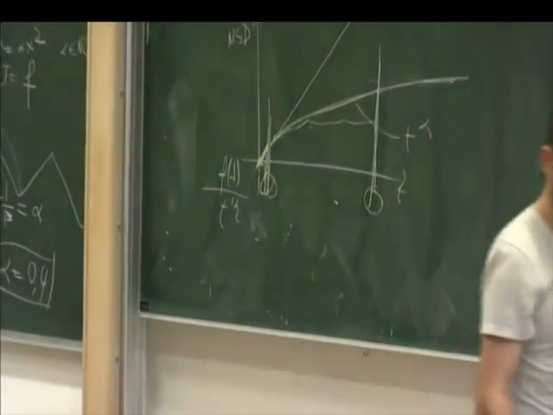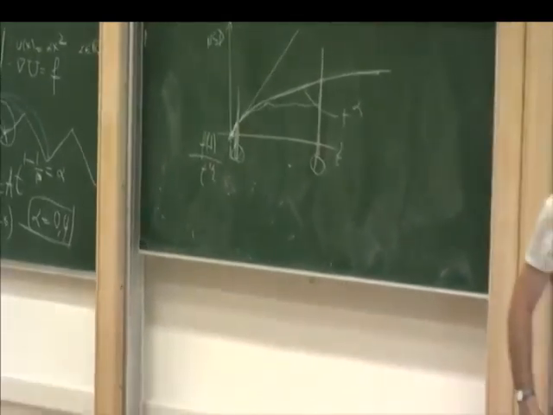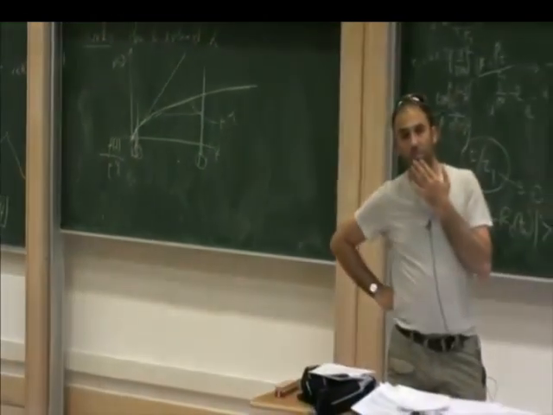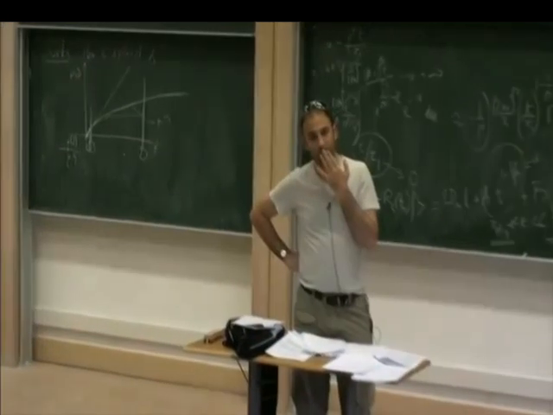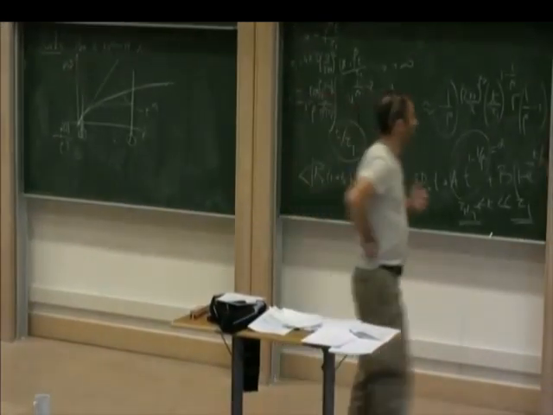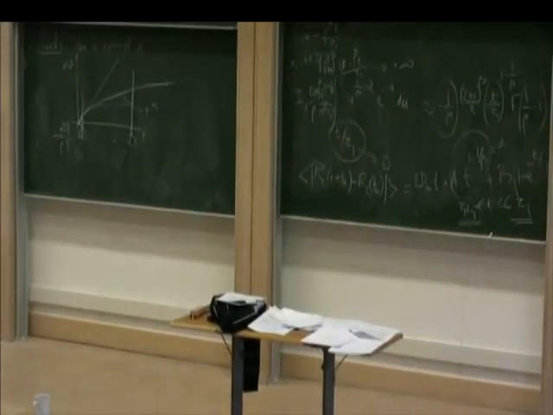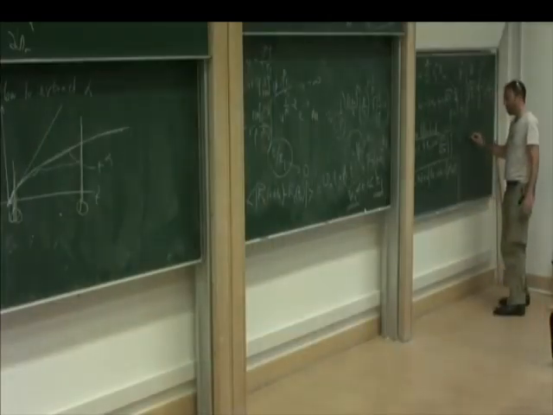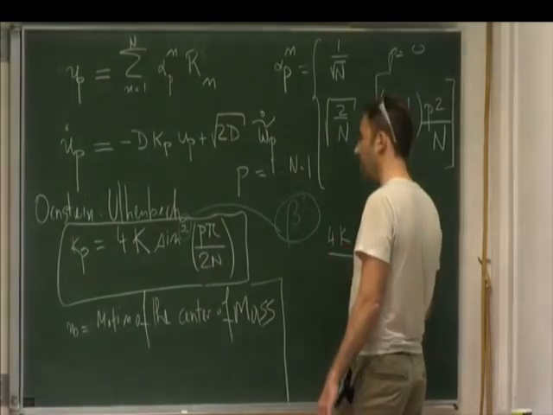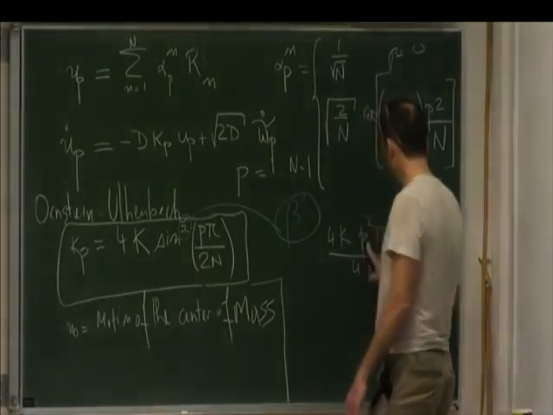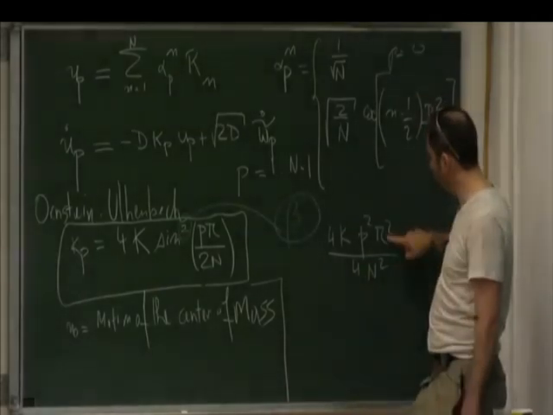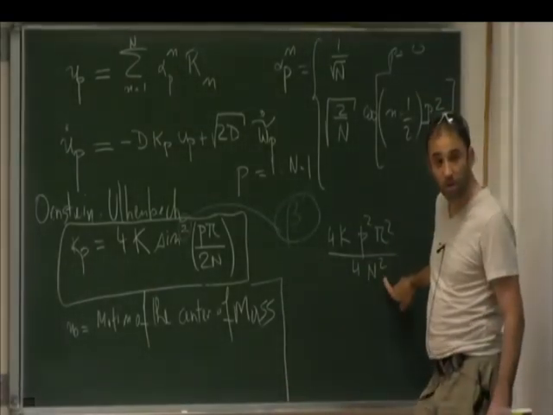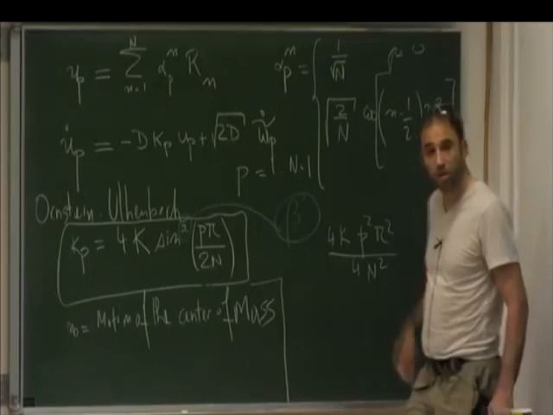Go ahead. So, tau 1 is basically 1 over the spring constant, right? Tau 1 should be, now you look at 4 kappa, so this is p squared, pi squared divided by 4n squared. For p equals 1, you get pi squared divided by n squared. Oh, so that's the smallest one. Yeah, that's the softest mode.